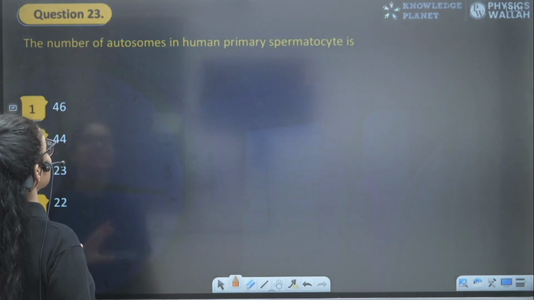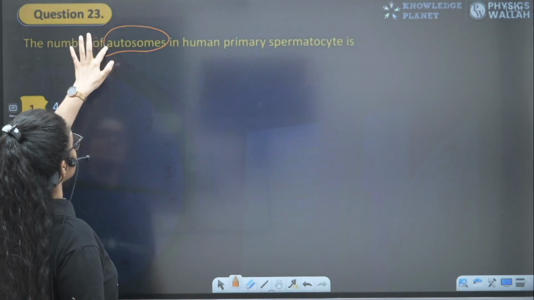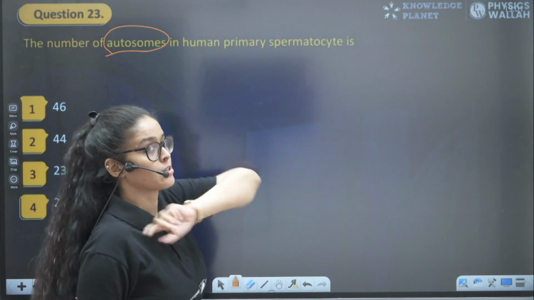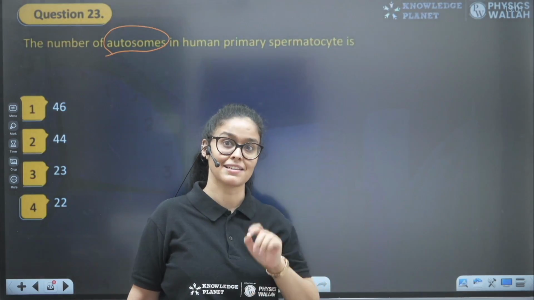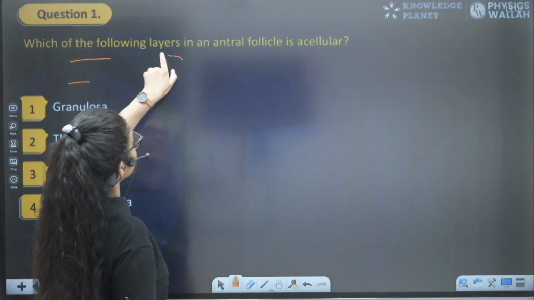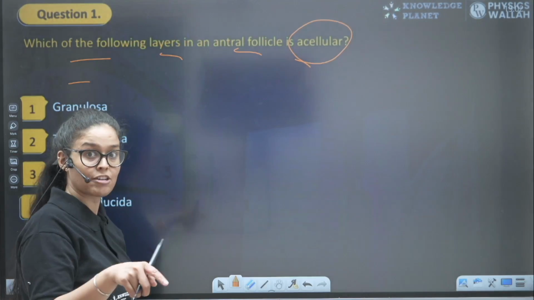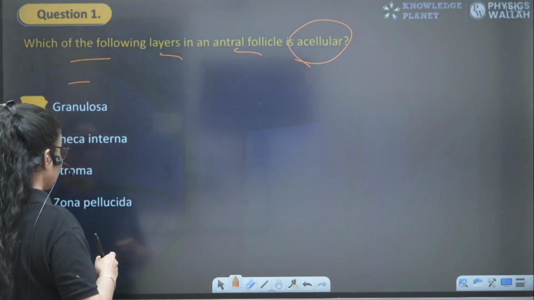So this is a question from NEET. The number of autosomes in human primary spermatocyte. You have to write down the answer in the chat box. And another question for you, which of the following layers in the antral follicle is acellular? This is also a NEET question. You have to write down the answer in the chat box.